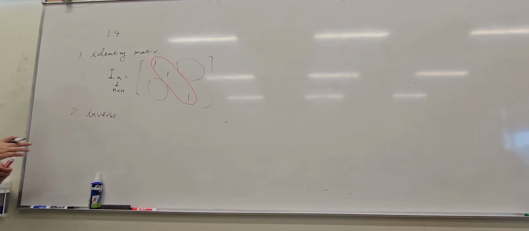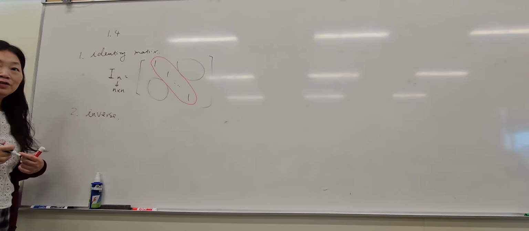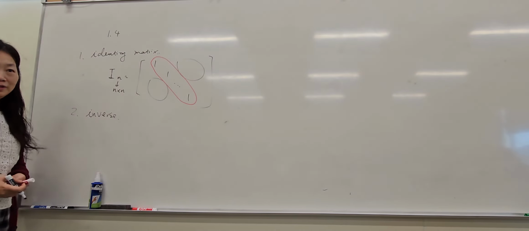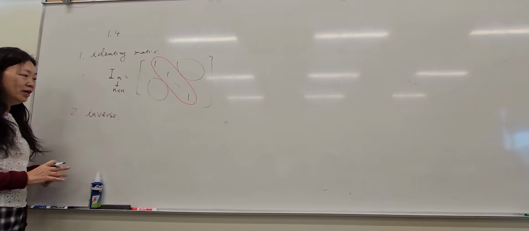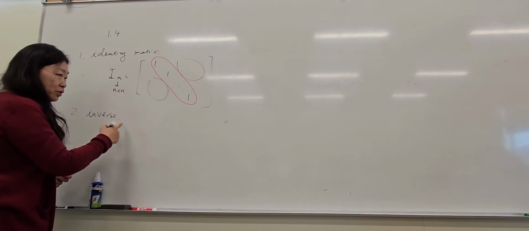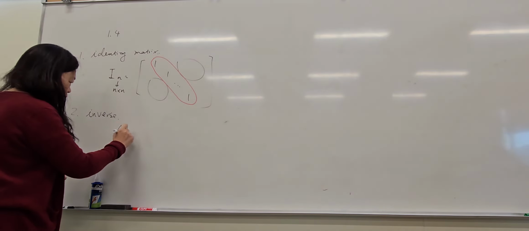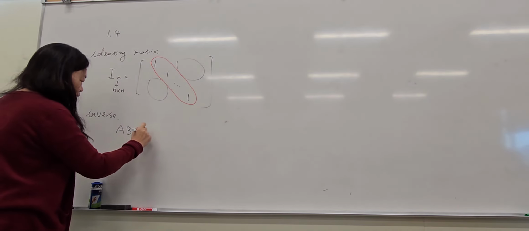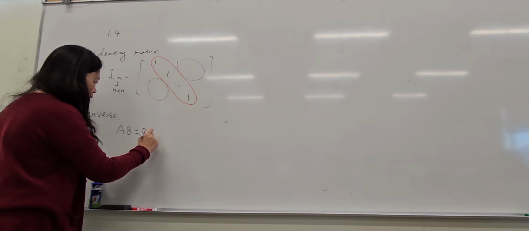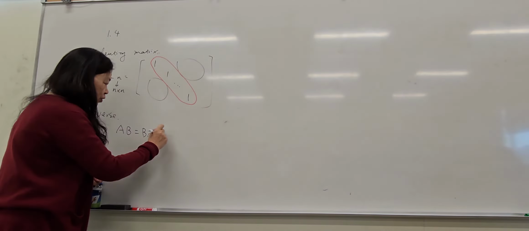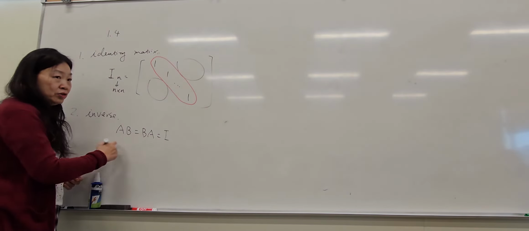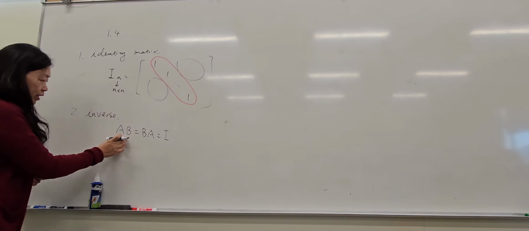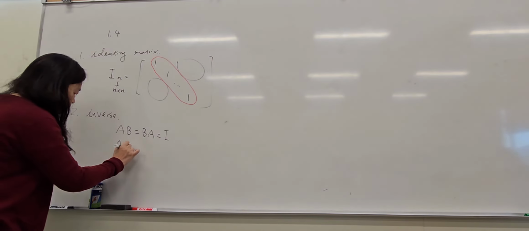We learn the inverse matrix also because we're going to divide matrices. That's for the same reason, okay? So we learn that if you have two matrices multiplied together, and if you flip them and multiply, and they both give you the identity matrix, then they are inverses of each other. So A and B are inverses of each other.